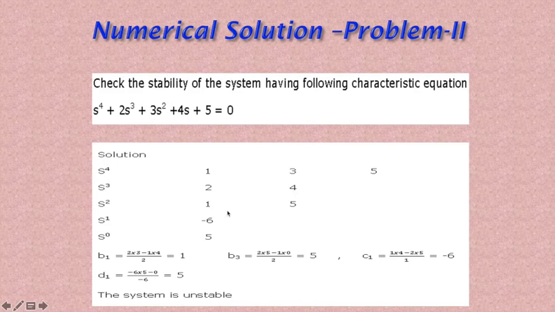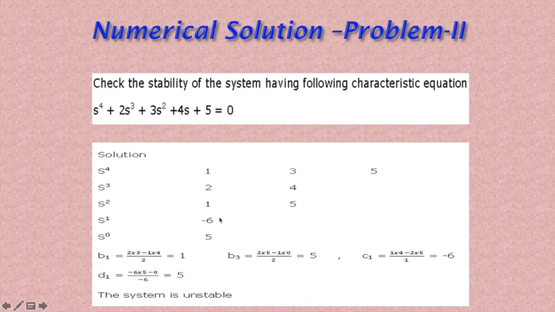Then create this third row. 2 times 3 minus 1 times 4, divided by 2. So this answer is 1. That means B1. Then B3. 2 times 5 minus 1 times 0, divided by 2. This answer is 5.